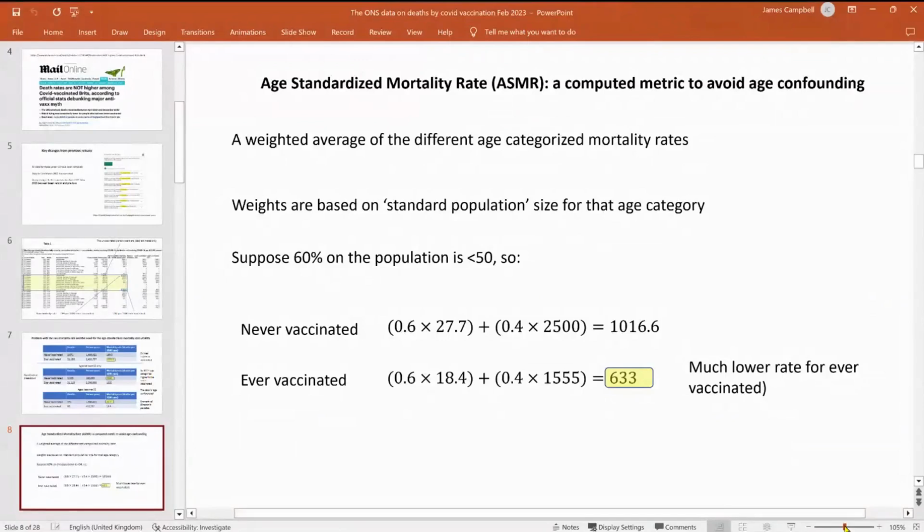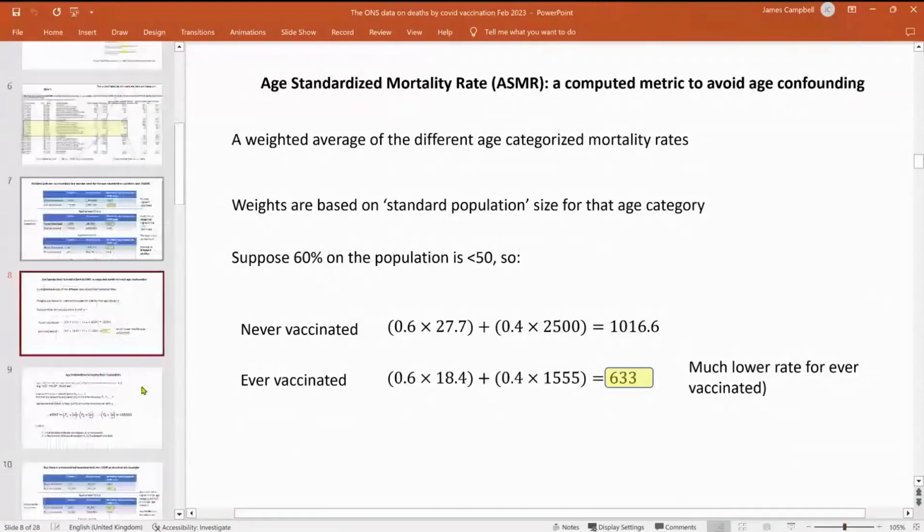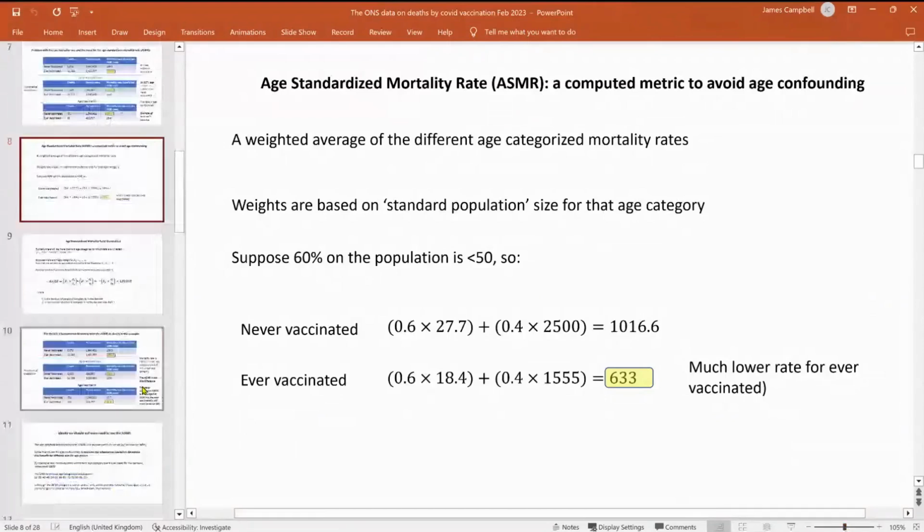Now, I've actually done a hypothetical breakdown into less than 50. The real ASMR will be different. In actual fact, we can't replicate it, and this is another problem with this ONS data. You can't replicate that age standardized mortality rate from the data that they're given, because they're using more age categories than they give you the data for.